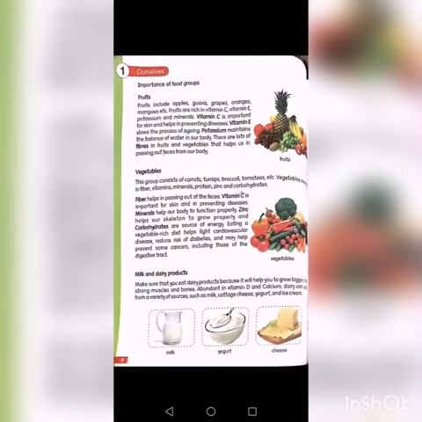Move to page number 8. What is the importance of food groups? So here we will read about the importance of fruit. Fruits include apples, guava, grapes, oranges, mangoes, etc. Fruits are rich in vitamin C, vitamin E, potassium and minerals. Vitamin C is important for our skin and helps in preventing diseases.